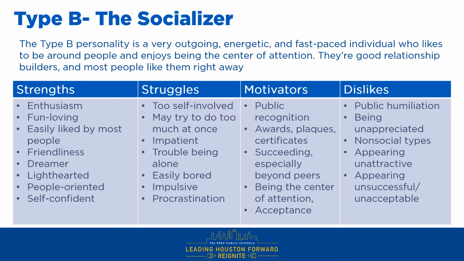Some strengths of the type B personality are having enthusiasm, being fun-loving, and easily liked by most people. They're very friendly. They're a dreamer, so they have lots of imagination. They're often lighthearted, people-oriented, and very self-confident. Type B personality sometimes struggles with being too self-involved. They may try to do too many things at one time. They can be impatient. They have trouble being alone.